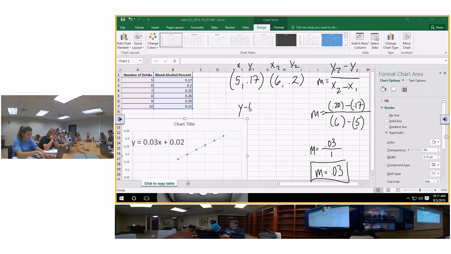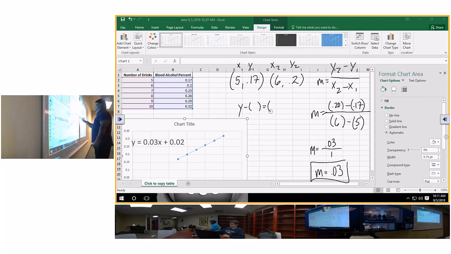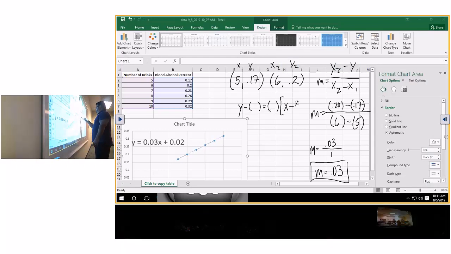Y minus parentheses equals parentheses times x minus parentheses.